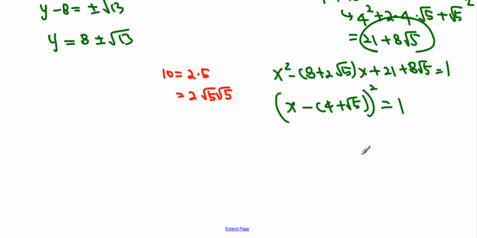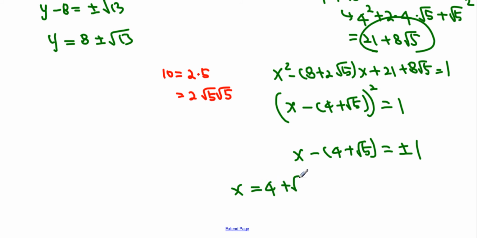Then you can see that here x minus 4 plus radical 5 is equal to plus or minus 1, because square root of 1 is equal to 1 anyway. So then x must be equal to 4 plus square root of 5 plus or minus 1. That means the first answer can be 4 plus 1, we get 5 plus square root of 5, or 4 minus 1, we get 3 plus square root of 5. Those two become our answer.